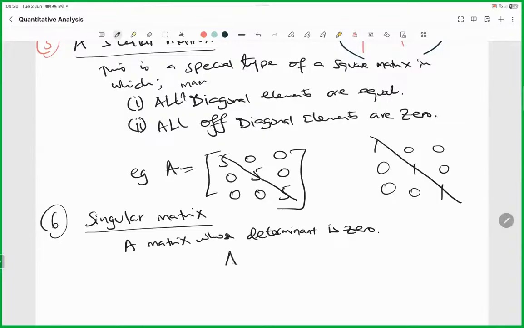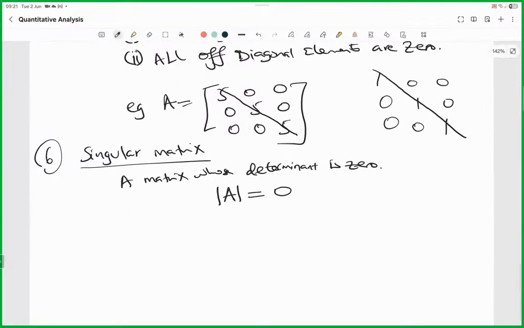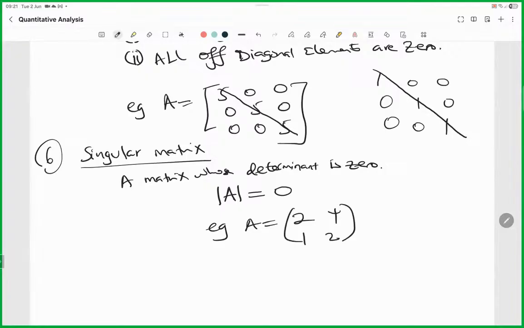We shall be writing the determinant like this. For example, for you to understand very well, ladies and gentlemen, if matrix A is 2, 4, 1, 2, kindly determine its determinant. Determinant, we call it like this. And to get the determinant, we normally take PPD minus PSD.